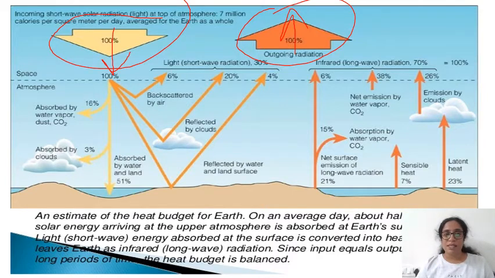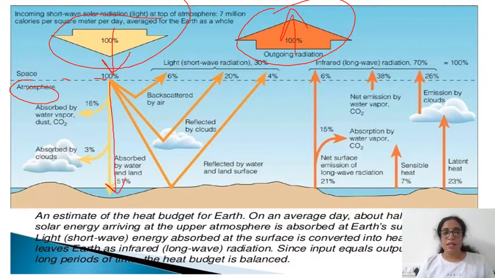Here we are seeing that 100% of the solar energy, or solar insolation, is entering into the Earth's atmosphere. This is the Earth's atmosphere, and the dotted lines that you are seeing in this figure are the boundary between the atmosphere and the outer space. Above this we have the outer space. Now the 100% solar energy is entering into the atmosphere.